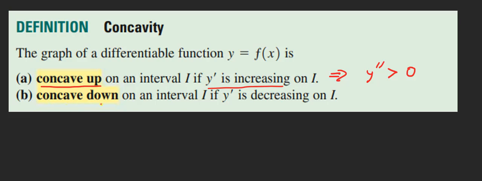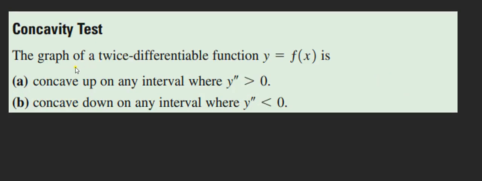Now, concave down. What do we mean by it? Y or f of x is concave down on an interval I if y prime is decreasing on that interval. When y prime is decreasing, that implies that y double prime is going to be negative. So in other words, if y or f is a twice differentiable function, then f is concave up on any interval where y double prime is positive, and concave down on any interval where y double prime is negative.